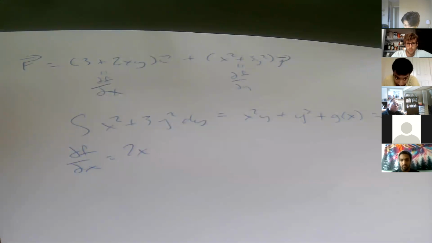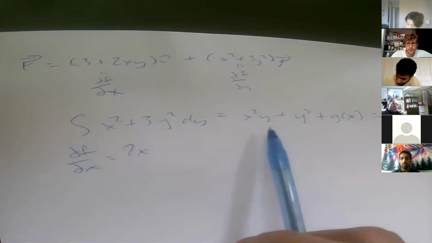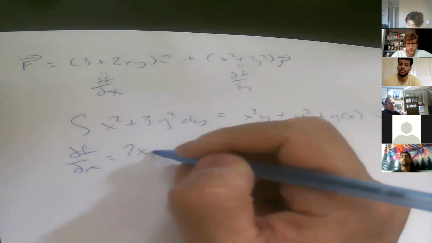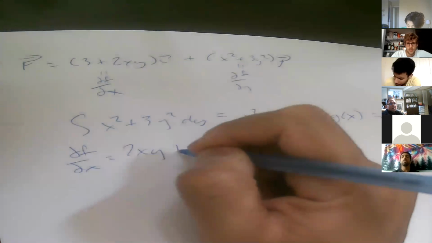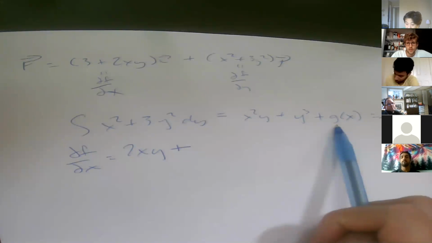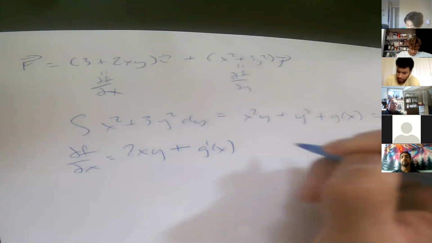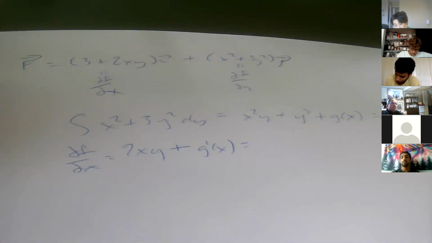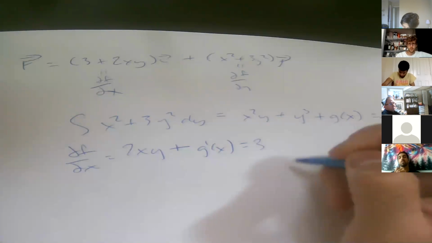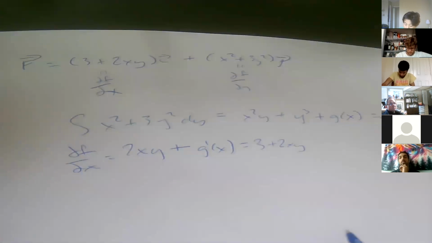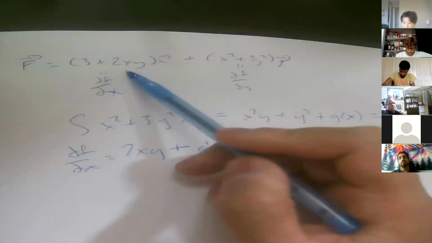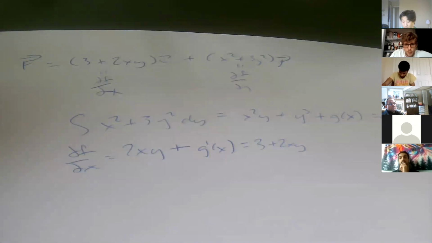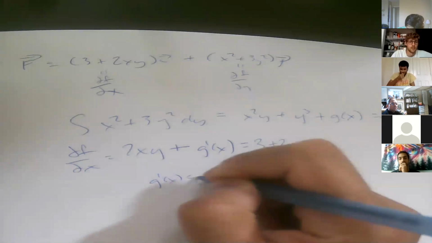Oh, not quite. What's g prime of x? 2xy. I gotta take the derivative here. Right? Plus g prime of x. G is a function of x. And what's on the other side of this equal sign? On the other side, it has to be equal to 3 plus 2xy. So 3, just 3. That's it. This is df dx right here. So g prime of x is equal to 3.